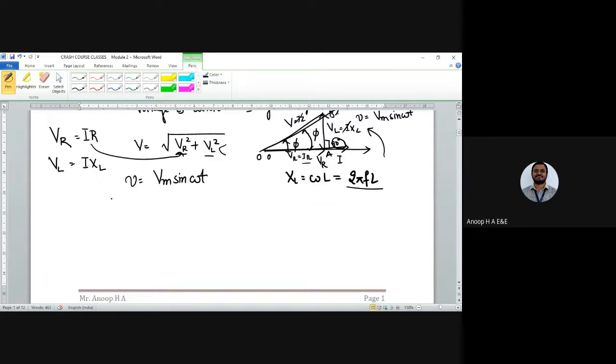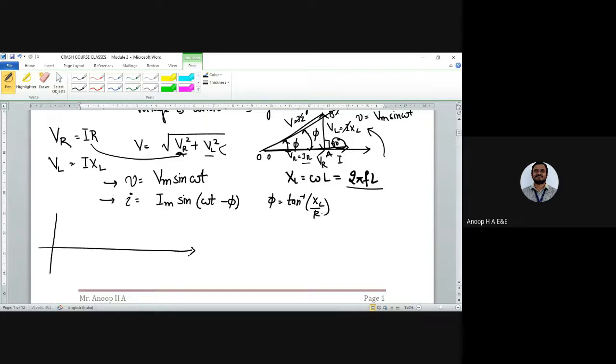The instantaneous current equation for a series RL circuit is Im sine of omega t minus phi, where phi is tan inverse of XL divided by R. These are the equations we have for a series RL circuit. Taking the voltage as the reference, the current has an angle difference of phi. So this is what phi is all about.